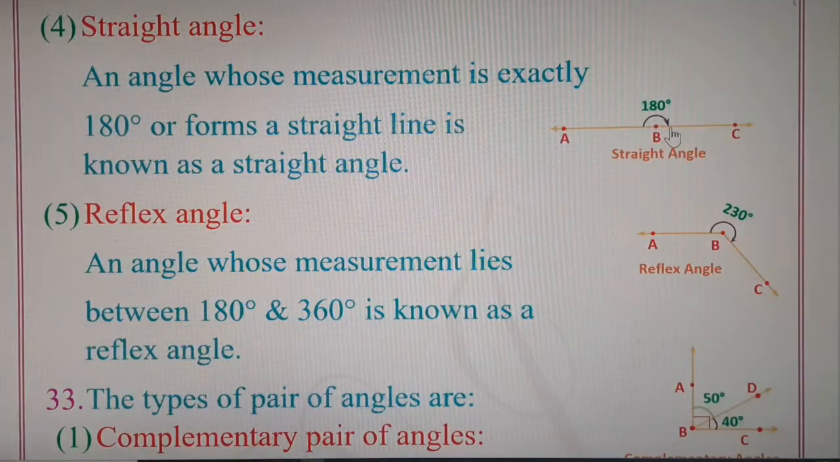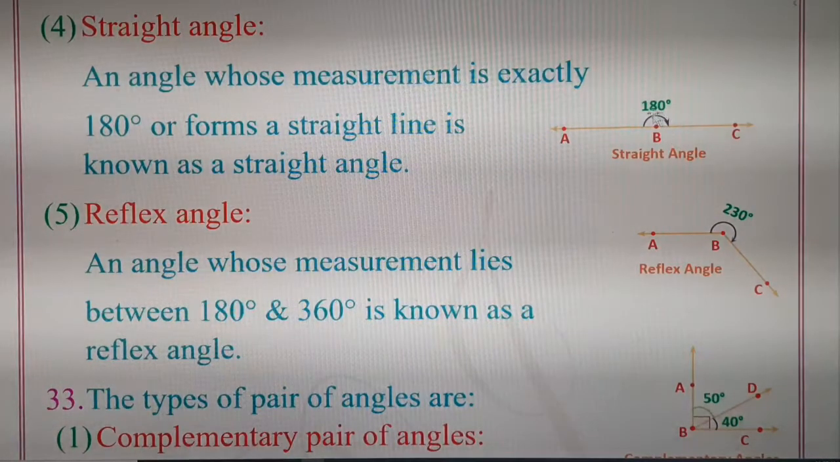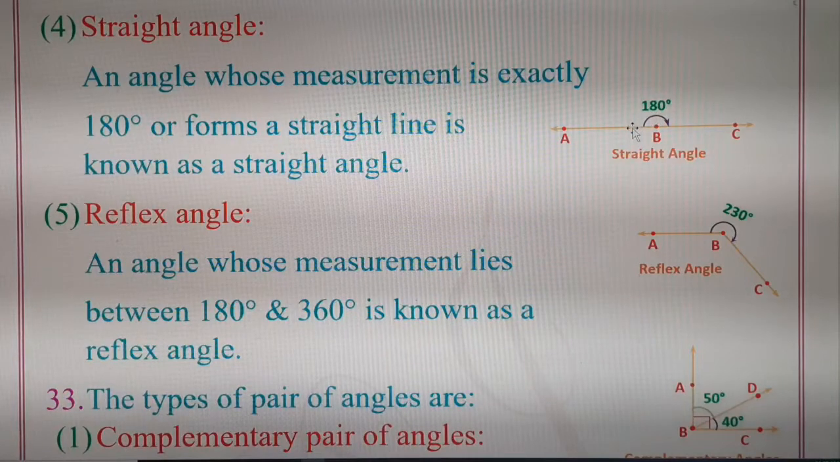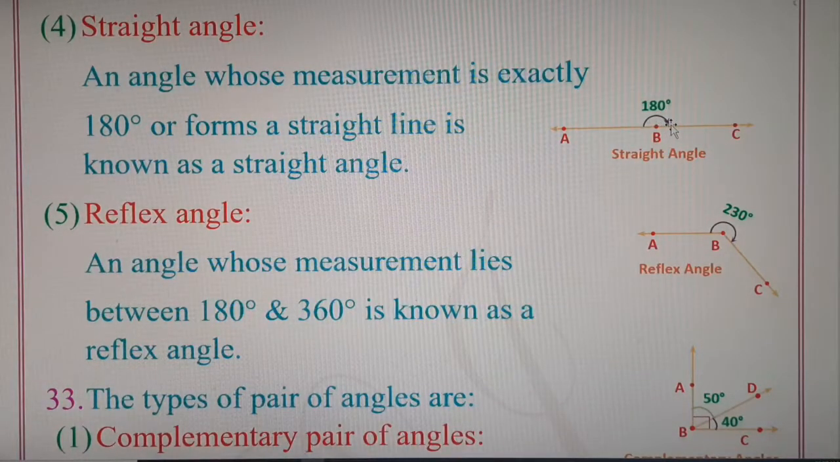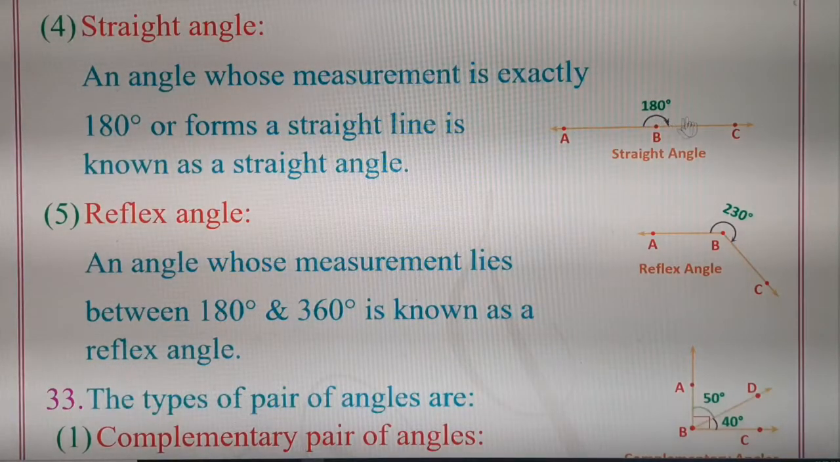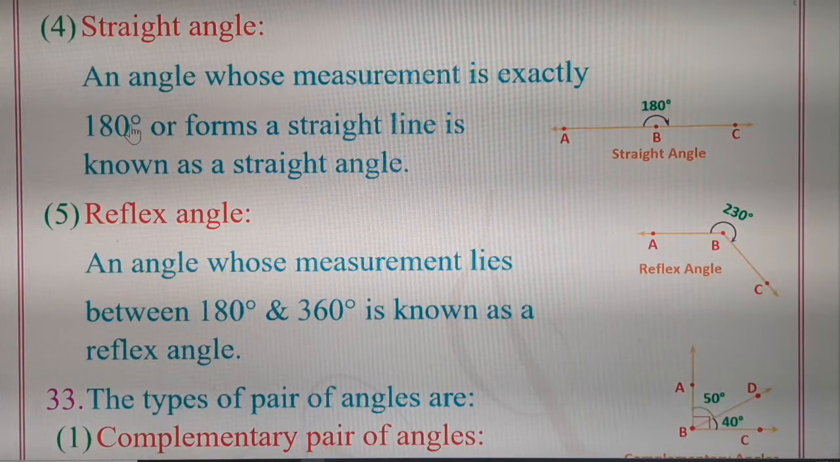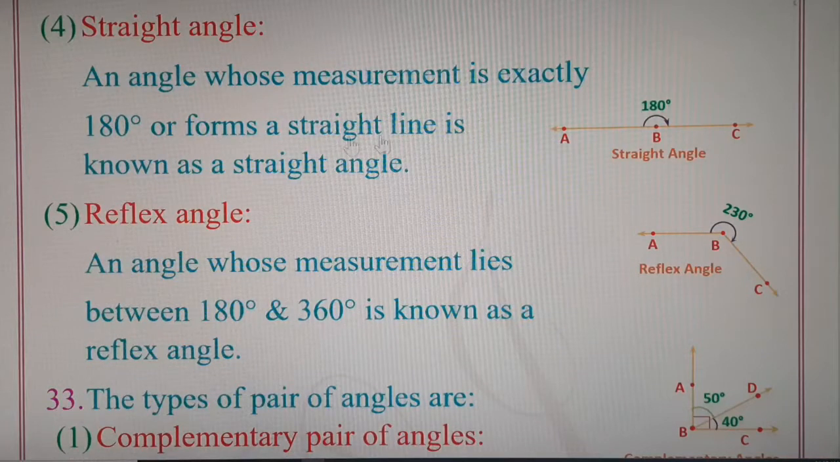And when these two opposite rays move exactly in the opposite direction, then the degree measurement formed between them will be 180 degrees. We can say a line is made up of two opposite rays and the degree measurement between these two opposite rays will be 180 degrees, and so we will call this particular diagram a straight angle. An angle whose measurement is exactly 180 degrees or which forms a straight line is known as a straight angle. So a line is said to form a straight angle.